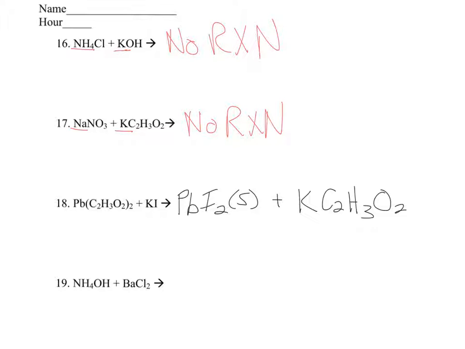Now it does require us to balance this out, and therefore I'll put a 2 in front of my potassium iodide and a 2 in front of my potassium acetate. Again, we look at here.